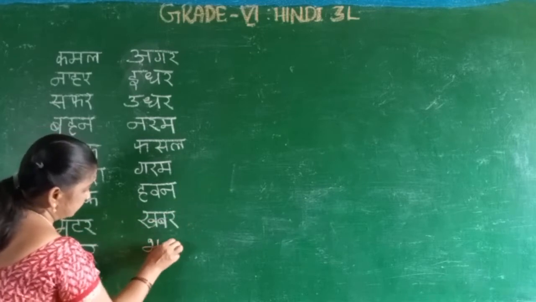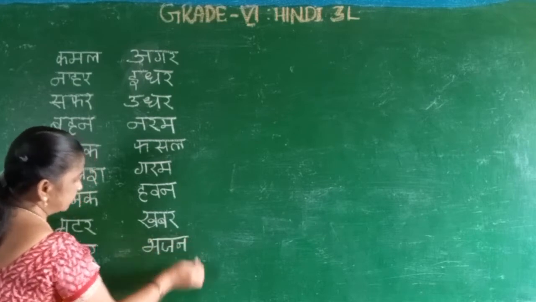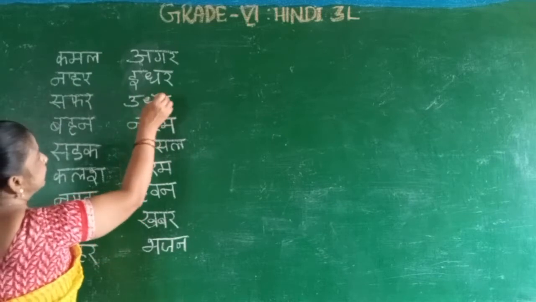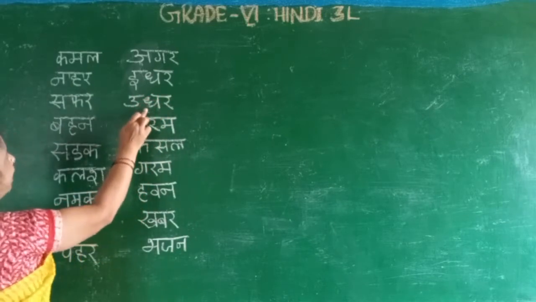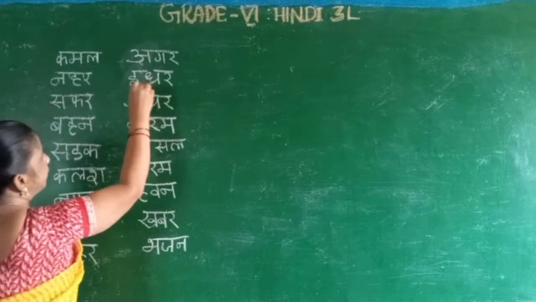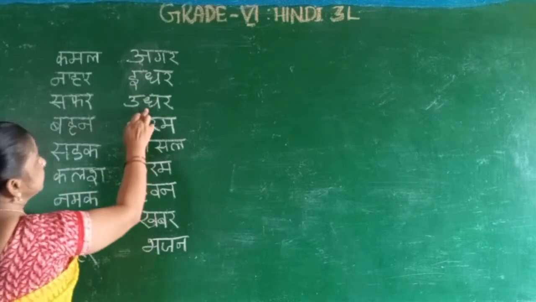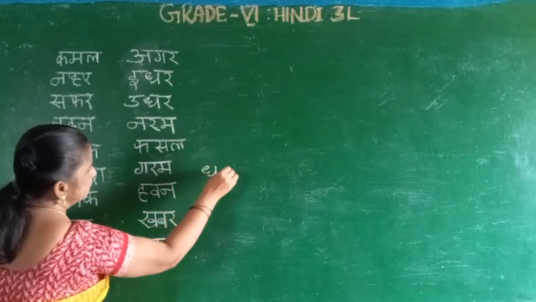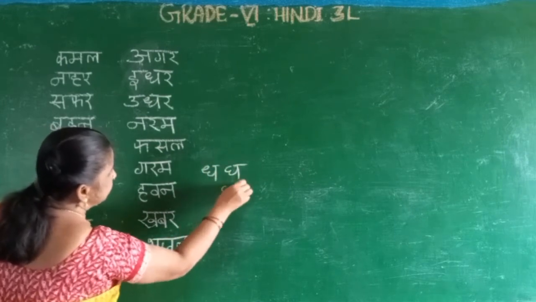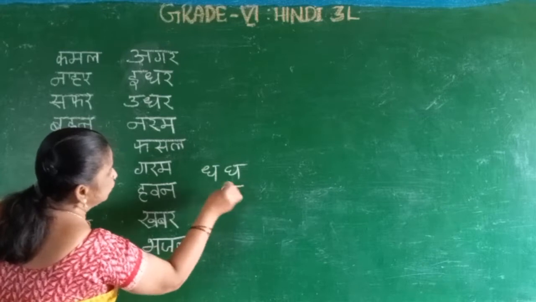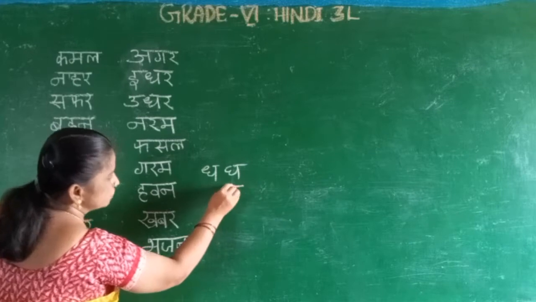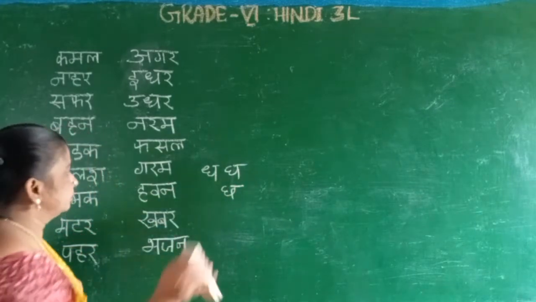Ba, ja, na, bhajan. Now when you start writing on a ruled line, some letters such as da, ga and cha are not written in the full line above the words, you write them in the half line only.